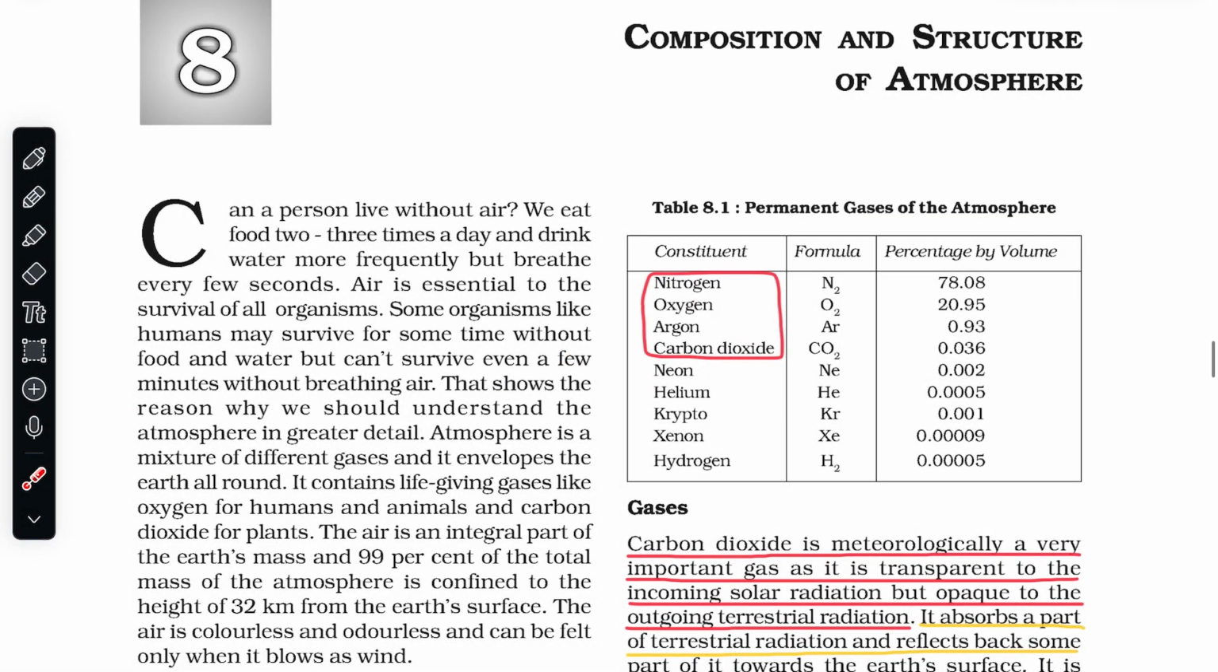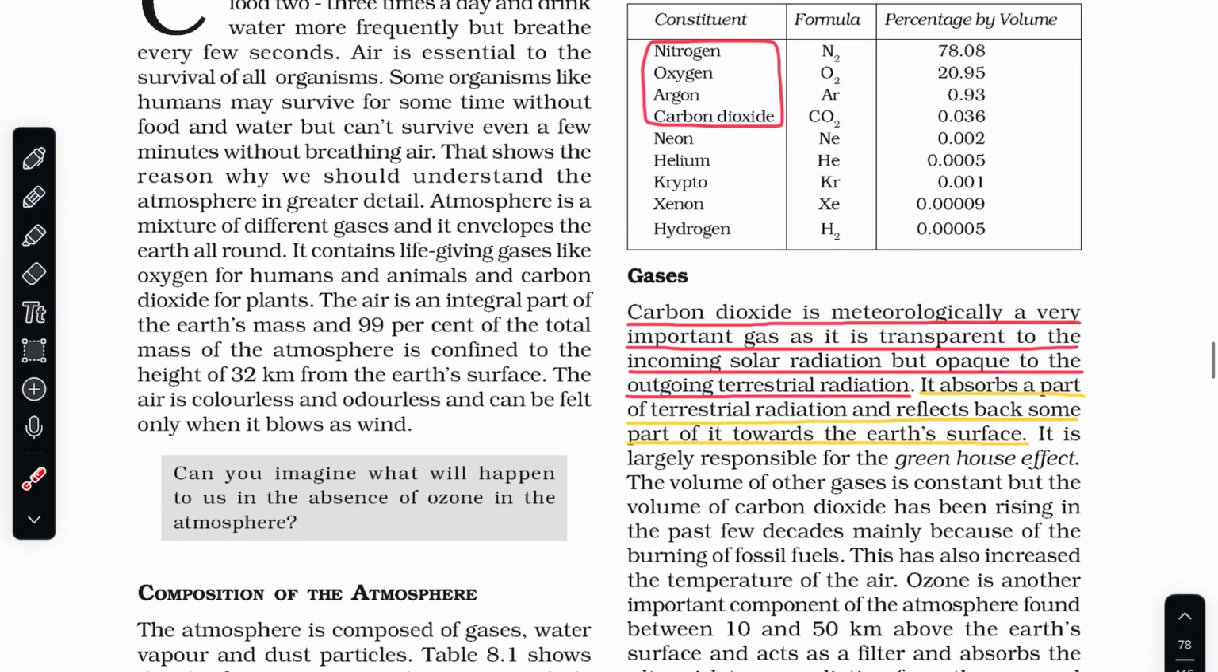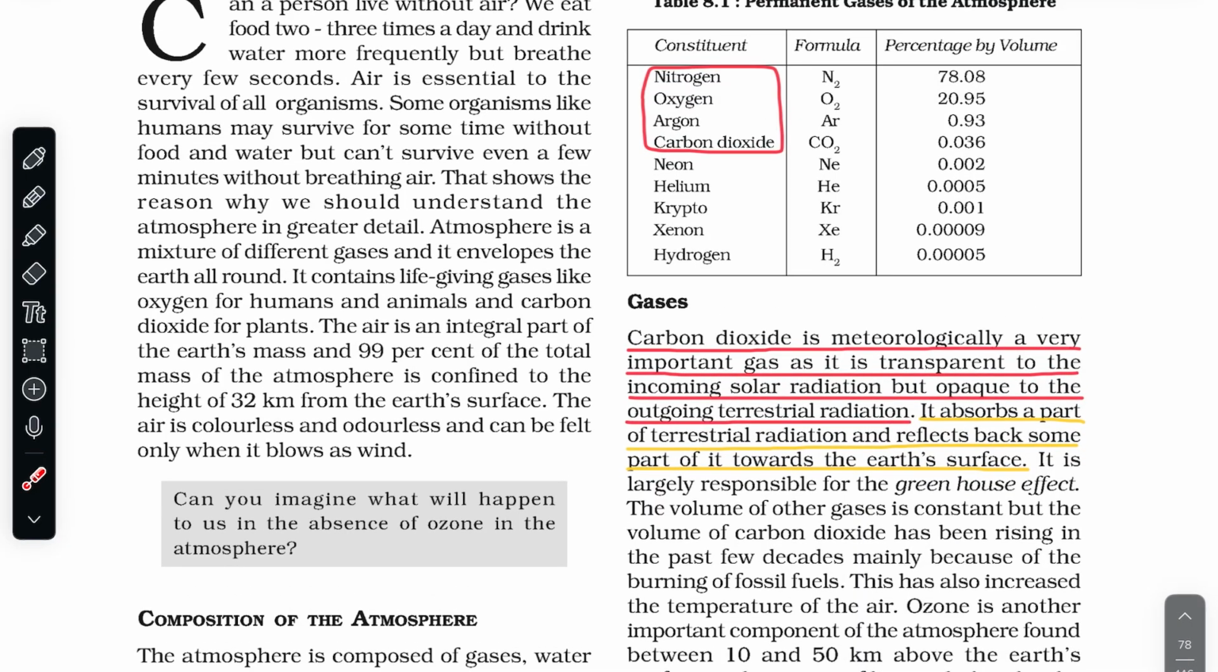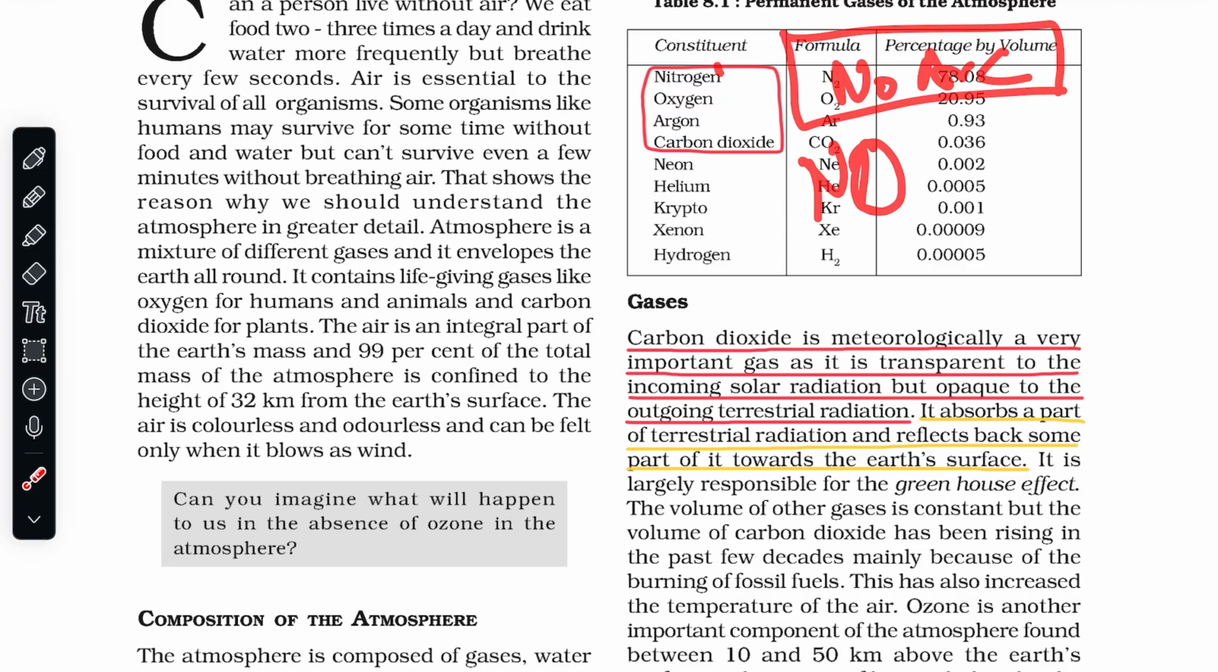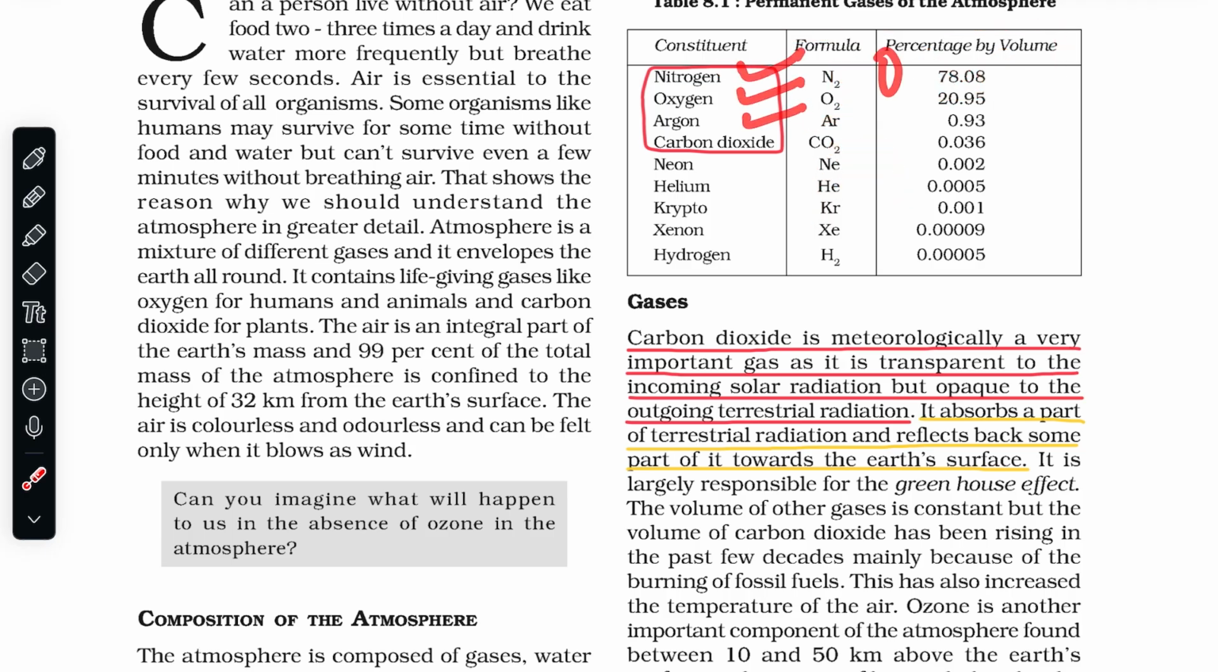So the composition and structure of the atmosphere. These are the permanent gases of the atmosphere. We need to remember NOARC, N capital O, not smaller. So nitrogen, oxygen, argon, and carbon dioxide. These are the major components of the Earth's atmosphere.